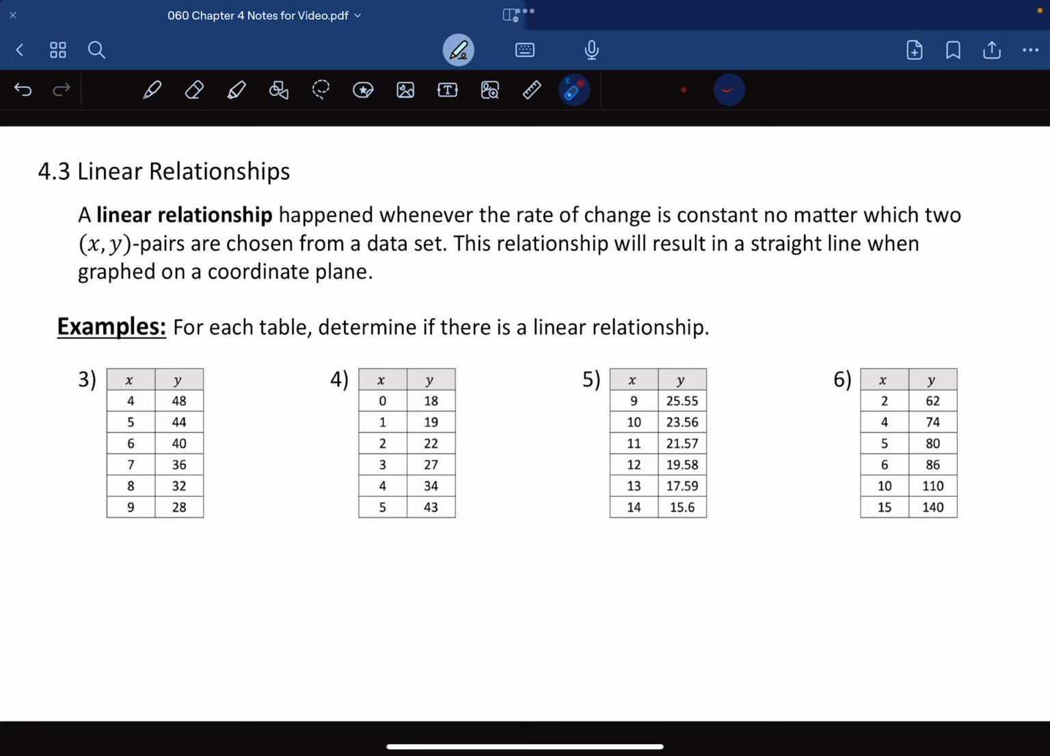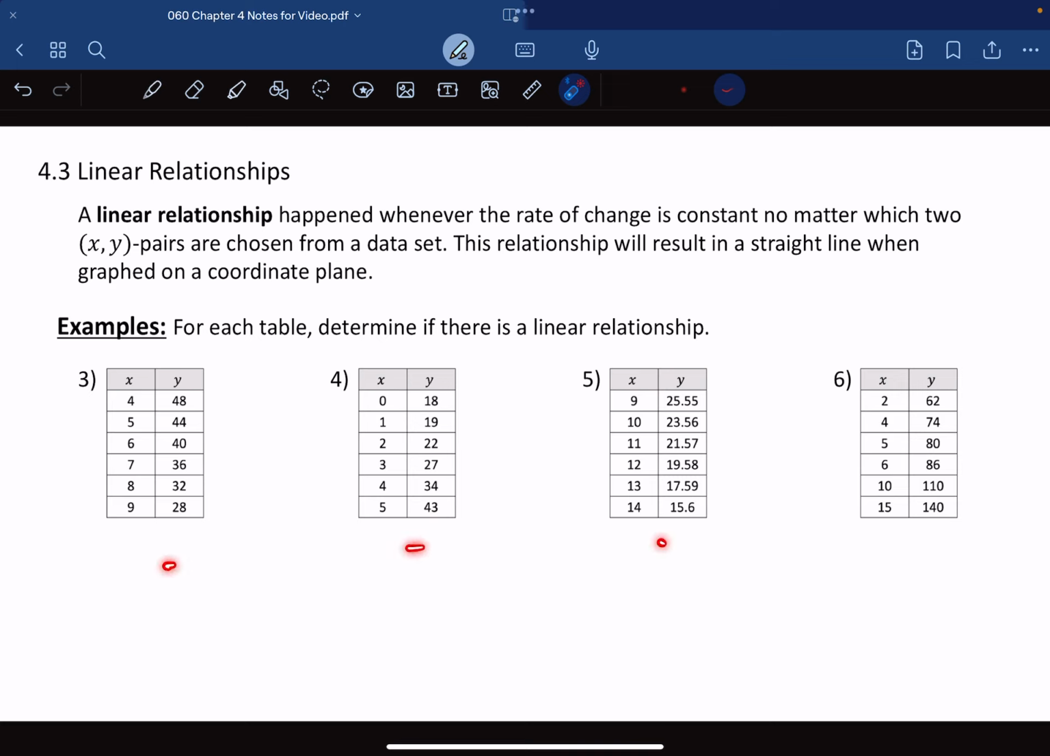when graphed. If you have a rate of change that's not constant, that's when you start to get curved lines, V shapes, all kinds of other wonky things. We are going to focus on rate of changes that are constant so that we can have straight lines.